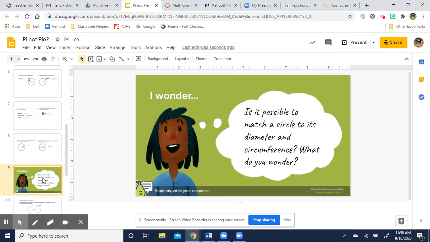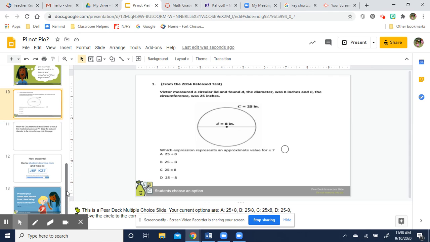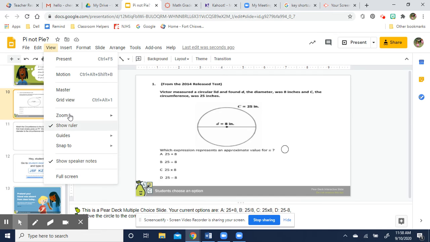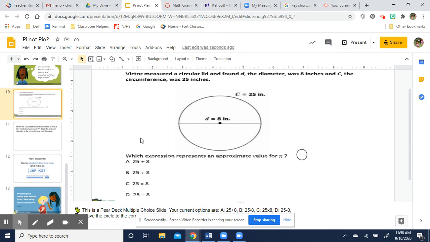I wonder, is it possible to match a circle to its diameter and circumference? What do you wonder about it? I'm going to enlarge this view some so that we see just a little bit better. All right, so Victor measured a circular lid and found the diameter, D, was 8 inches. And C, the circumference, was 25 inches. Which expression represents an approximation for pi? You want to take your circle and choose the correct answer.